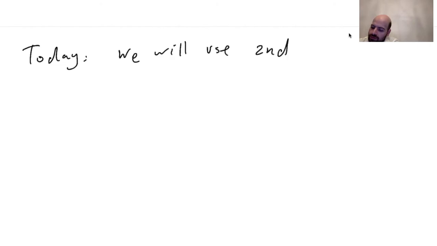Hello, everyone. So last time we used the first moment method to derive some results. Now today we want to use the second moment method to derive results about graph theory. And I will tell you in particular what our goal will be, and which type of result we will derive. So basically today, we will use the second moment method.